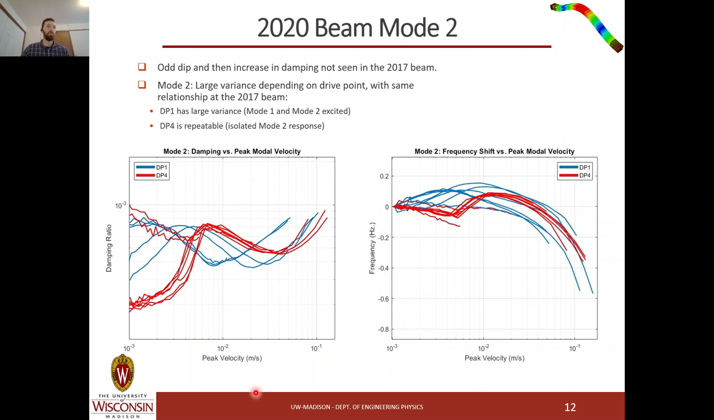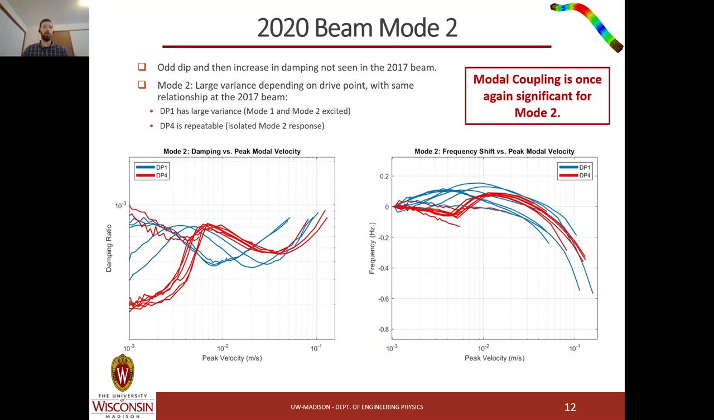So first, for drive point 1, where we have mode 1 and mode 2 excited, we see a pretty large variance in what the damping and frequency are doing. But when we have an isolated mode 2 response at drive point 4, we get all these curves to line up on each other pretty well, disregarding some low amplitude outliers that we had down here. So again, we can say that mode 2 coupling is significant as you're changing the amount of mode 1 in the response.